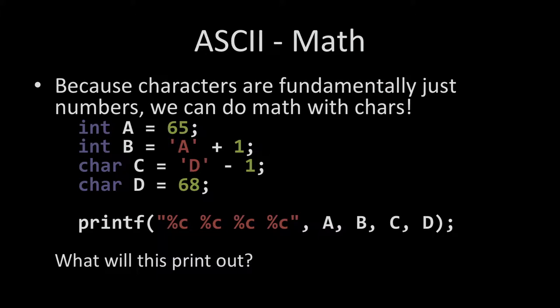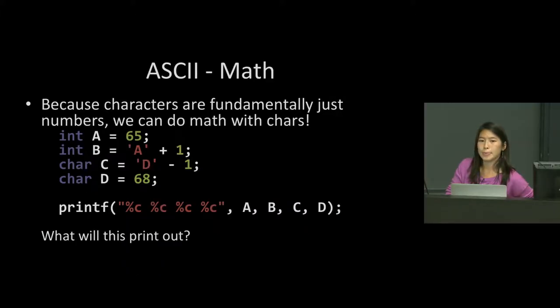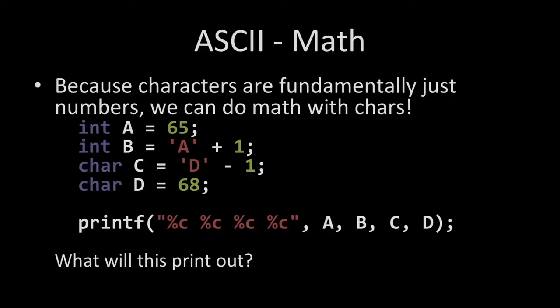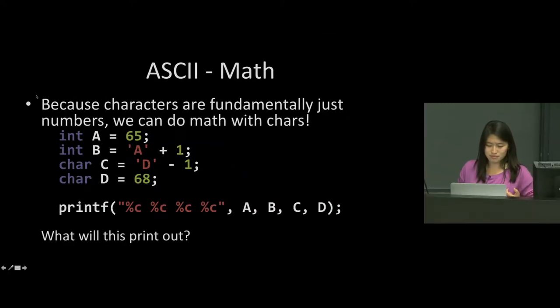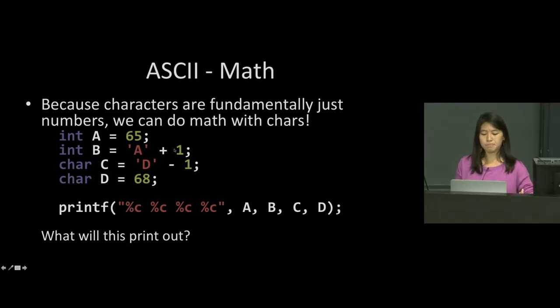So in this example, what will this print out? Just A space B space C space D. Notice you can define an int as 65, and when you print that out using %c, it'll interpret that as a character and will print out A. Similarly, you can declare it as a char, and when you print it out using %d, it'll interpret that as a number. And just like you can add a number, you can add characters, or ASCII values in this case.